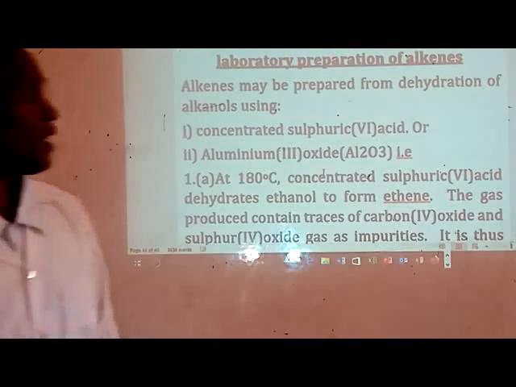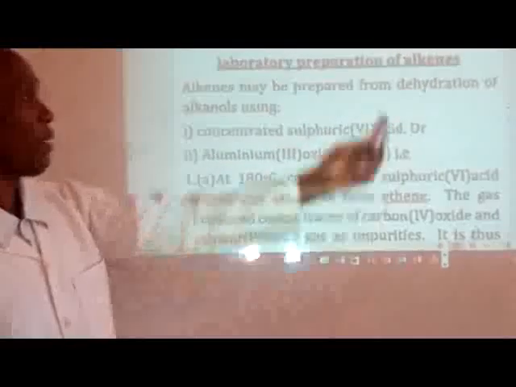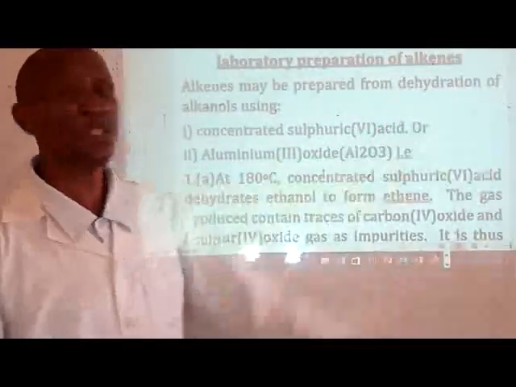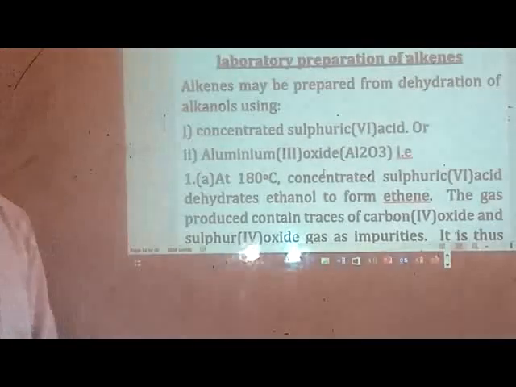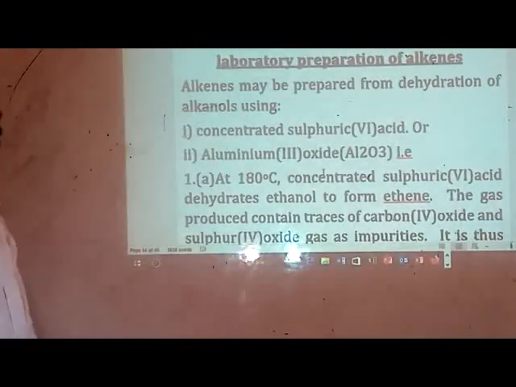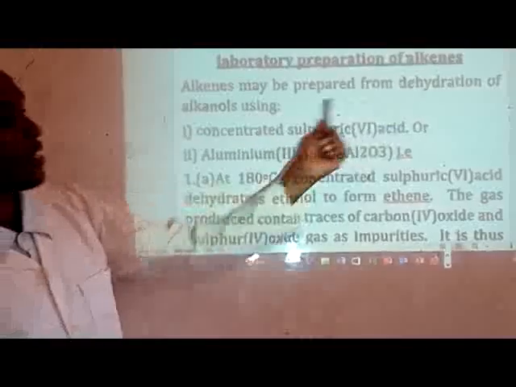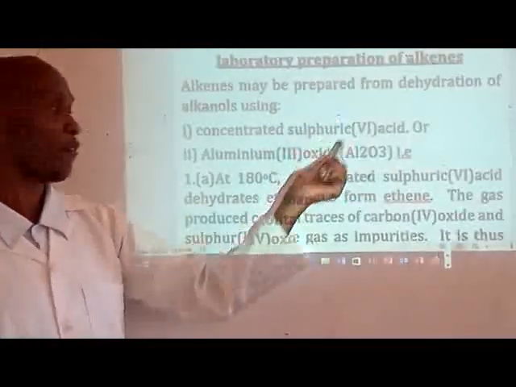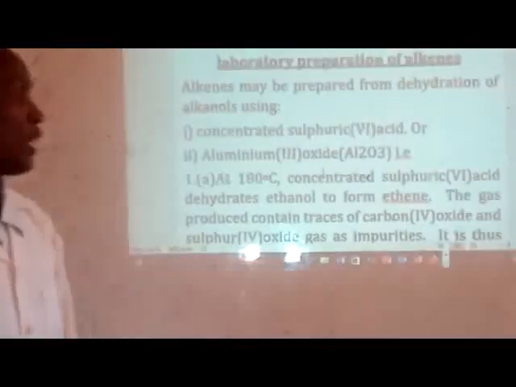How do you prepare alkenes in the lab? They are prepared by a process that we call dehydration, the removal of water. To dehydrate means to remove water. And there are two major dehydrating agents, that is sulfuric acid and aluminium oxide.